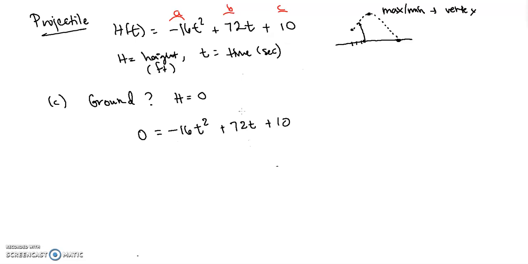And if we divide everything by 2, it's going to make our life easier. So we're going to divide everything by negative 2. And we're going to get 0 is equal to 8t squared minus 36t minus 5. So divide everything by negative 2. That's going to change all the signs, and it's going to divide everything by 2. Now, is this going to factor?